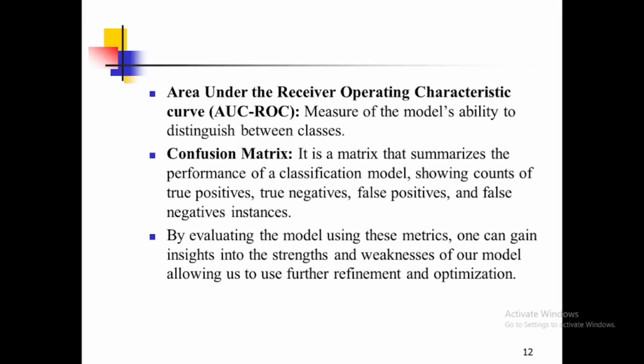So one of the most popular evaluation techniques is the confusion matrix. It is carried out in most of the projects and in paper writing, and to prove the accuracy or F1 score, we are following this confusion matrix in most of the things to justify our results. That much important this confusion matrix is. It is a matrix that summarizes the performance of a classification model, showing counts of true positives, true negatives, false positives and false negative instances. By evaluating the model using these metrics, one can gain insights into the strengths and weaknesses of a model, allowing us to use further refinement and optimization.